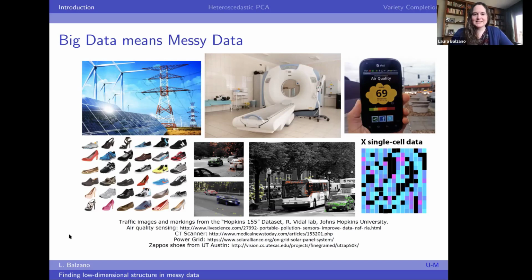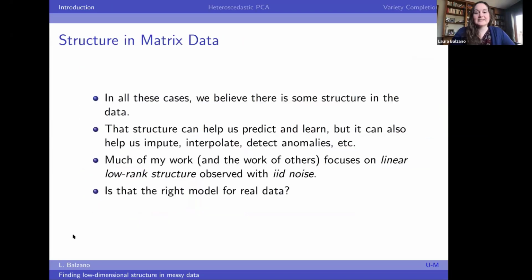And the good news is, in all of these applications, we're collecting this data because we believe there's some kind of structure from which we can learn or estimate model parameters. So the focus of the research in my lab is to say, if we think there's some structure that helps us do prediction and learning, maybe we can also use that same structure to handle these messy data challenges, to impute missing entries, detect anomalies, and things like that.